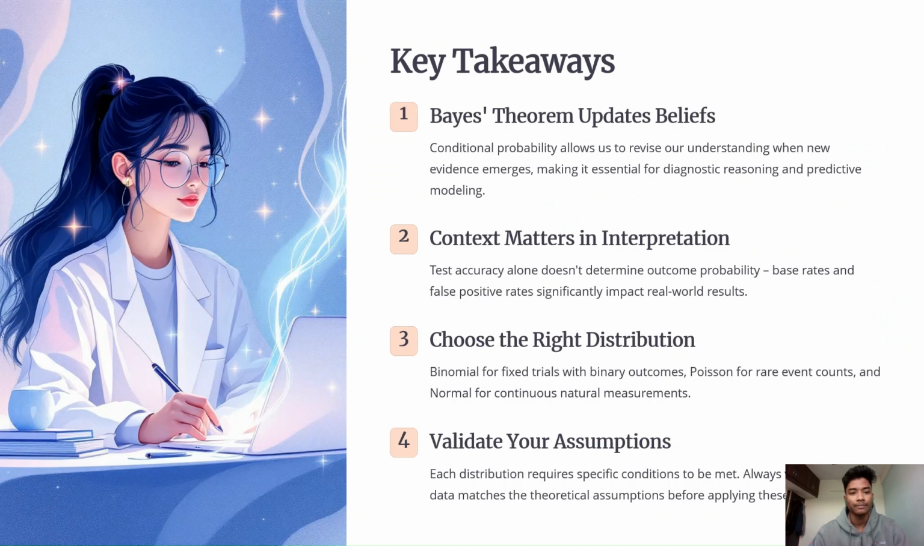Let's look at the key takeaways now. The Bayes theorem helps us update our beliefs when new evidence arrives, a powerful tool for reasoning under uncertainty. Second, context matters. A test's accuracy isn't enough. Base rates and false positives heavily impact real world outcomes. Third, choose the right distribution: binomial for success counts, Poisson for rare events, normal for continuous measurements. Always check assumptions. A distribution works only when its underlying conditions match your data. So yeah, that was the solution of question number two, covering both part A and part B. In part A, we have covered Bayes theorem. In part B, we have covered the difference between binomial, Poisson, and normal distributions.